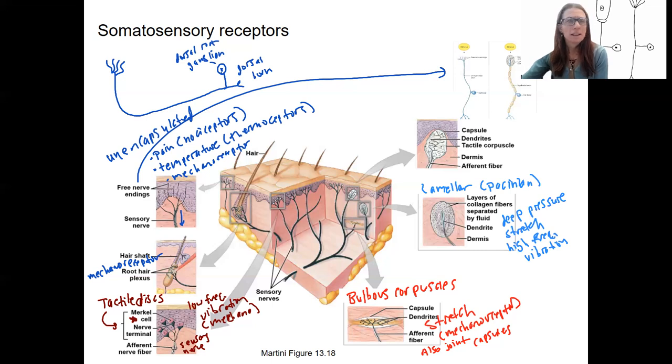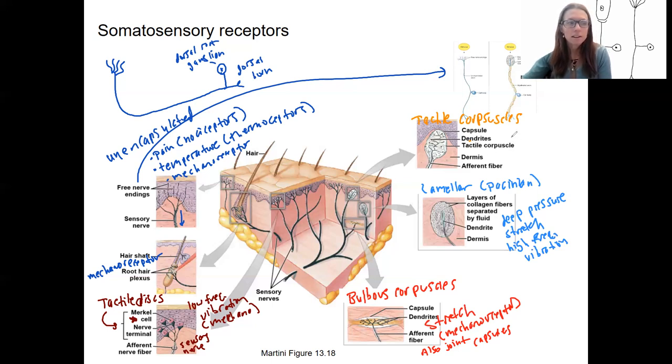Then lastly, we've got tactile corpuscles, not to be confused with tactile discs. Actually listed right there, but I'll label it up here as well. Tactile corpuscles. So these guys are a little bit more superficial in the skin, as you can see. They are in the papillary dermis, actually.